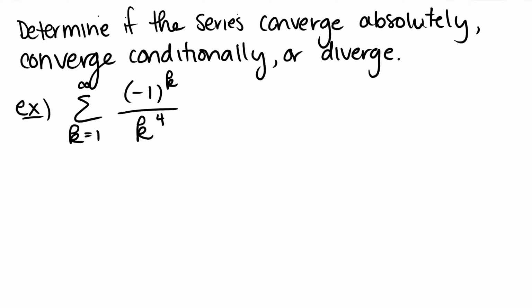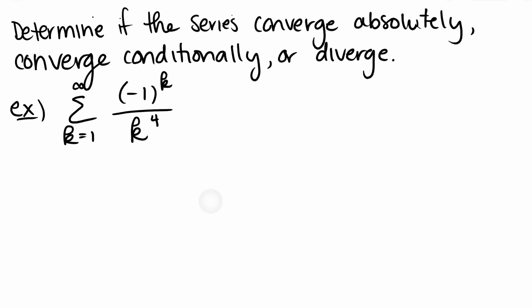If that doesn't work, does it converge conditionally, meaning if I left those negatives in, will it satisfy the alternating series test and then converge? Or if it doesn't satisfy either one of those, does it diverge? So if I look at something like this, what I want to consider first is I want to test absolute convergence. And I want to see this.